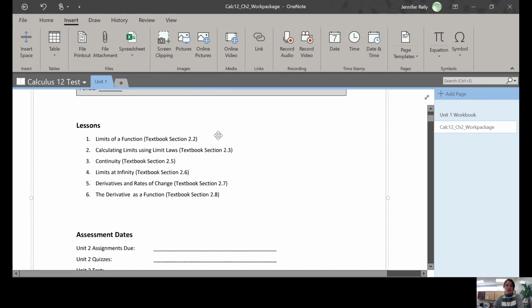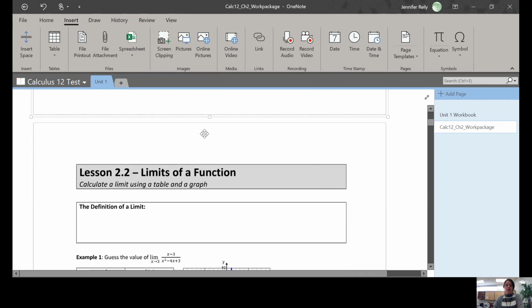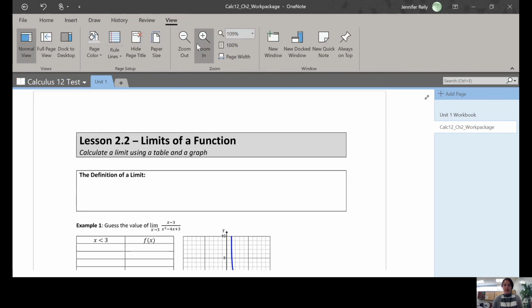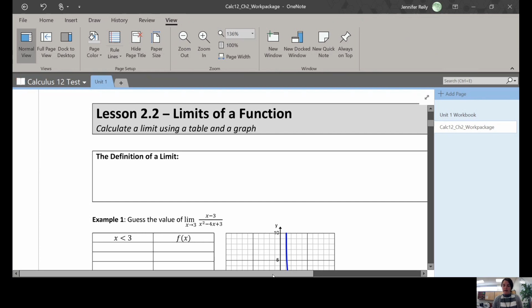Okay, so we're going to start with 2.2, which is limits of a function. So we're going to define what a limit is today. That's going to be the topic of the entire unit. And then we're going to practice evaluating some limits using graphs and also tables. Okay, so what is a limit? What are we going to be studying for the next couple of weeks?